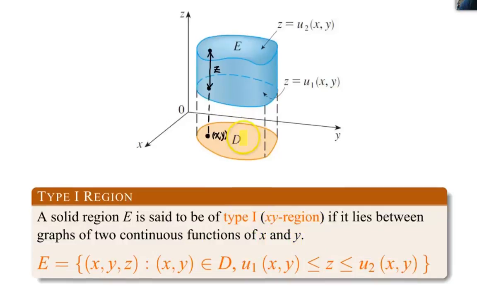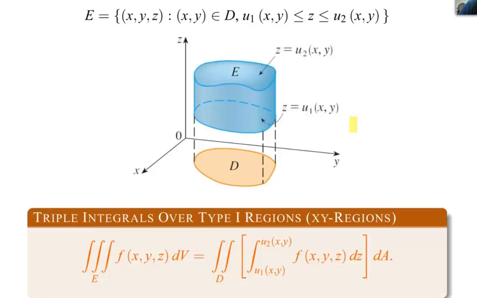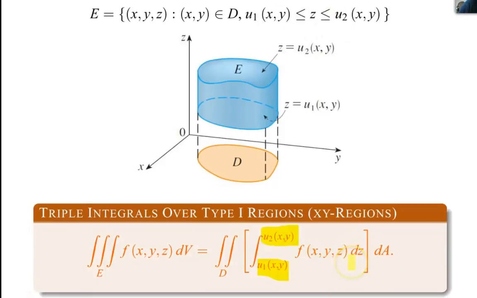D. So here, if you pick x and y, then z is going to move between the values of two continuous functions that depend on x and y. How are we going to do the integrals over these type 1 regions? Well, it's pretty much the same thing that we did before. Since z moves between these two functions, those two functions are going to be your limits of integration when you integrate with respect to z. You do that first, remember, the functions are integrated first, and then the resulting thing is going to be a double integral that we already know how to compute.